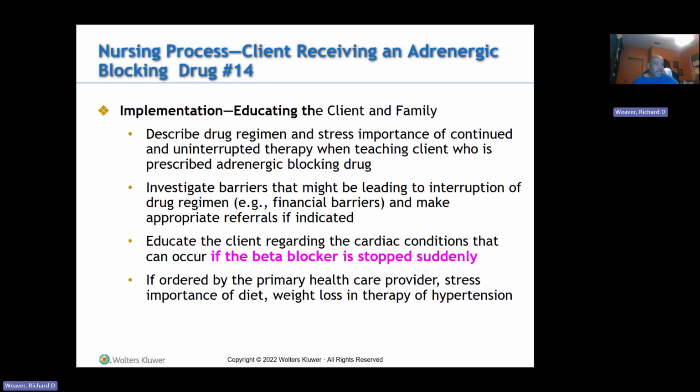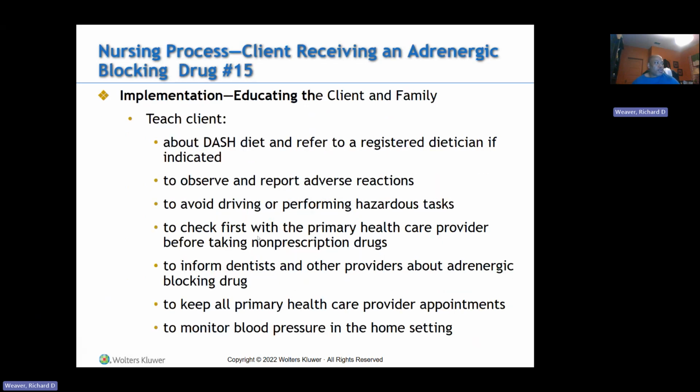Talk with the primary care provider, and stress the importance of diet, weight loss, and therapy of hypertension. There are other ways to lower or manage someone's blood pressure. Of course, we certainly want to instruct these patients to be involved in a weight loss program. The DASH diet is important, of course. That's a diet for hypertension. The rest of this you guys can read. Inform the dentist and other providers about adrenergic blocking drugs. Monitor blood pressure in the home setting, so ask these patients, do they have a blood pressure machine at home?